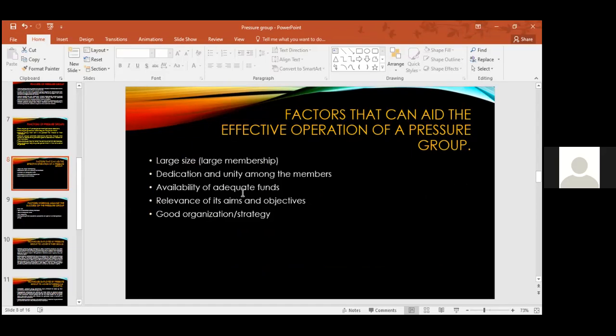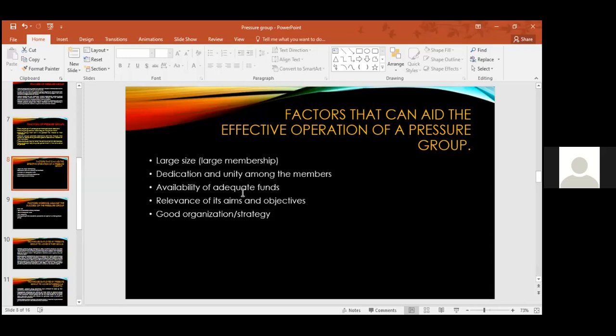So I'm moving to the next one, which is the factors that can aid the effective operation of a pressure group. That means I'm trying to say, what are the things that assist in ensuring that the pressure group achieve their goals? Now, number one, large size or large membership. Now, what are they trying to say? For example, if you're a pressure group of just 10 members, you won't be able to make any effect because you don't have that population.